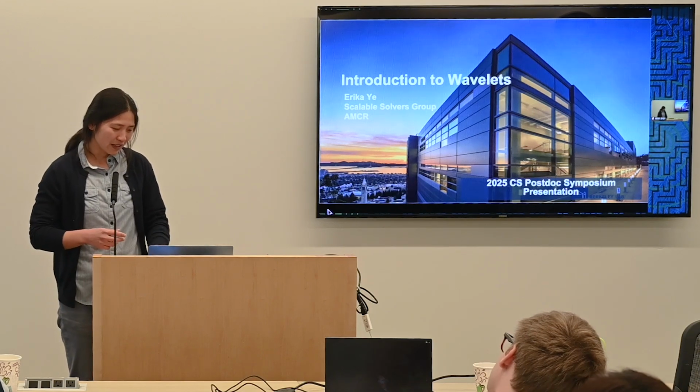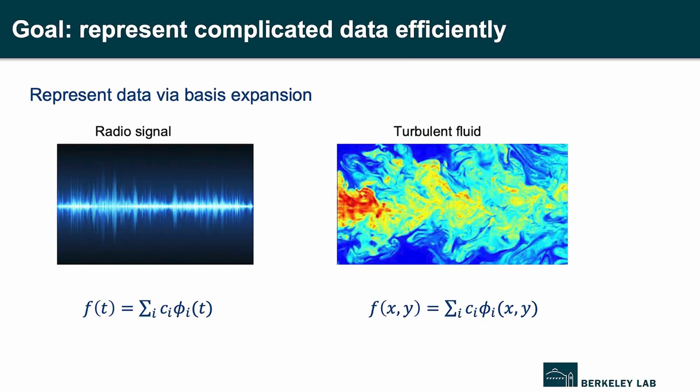So let's say we have some very complicated data set. This data set could be temporal, for example a radio signal, or it can be a spatial data set. You can imagine some fluid flow or some velocity field, and we want to know what that velocity field is at some point in time. In the context of this talk, it doesn't really matter if it's time or space. I will probably use the words interchangeably as well. But the idea is that we want to represent this data efficiently.